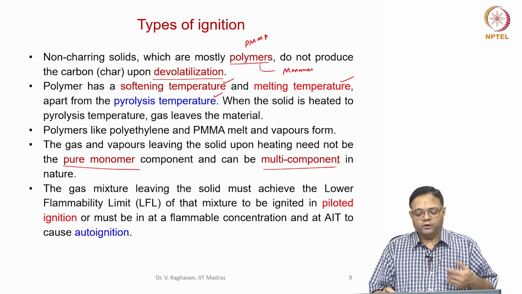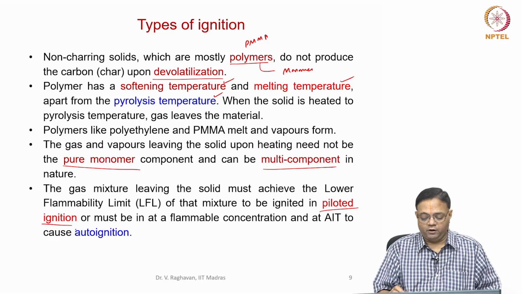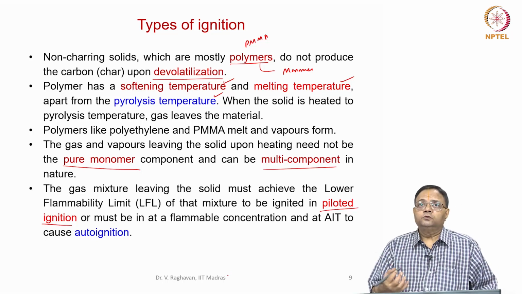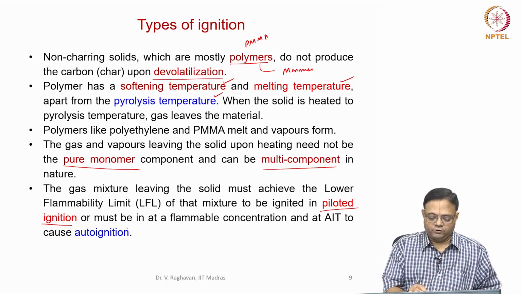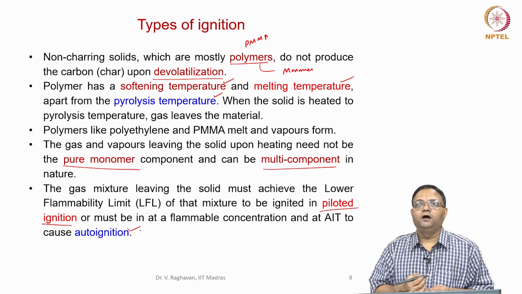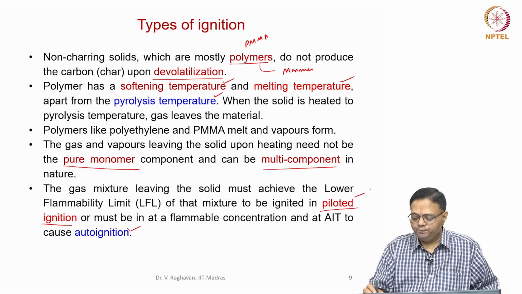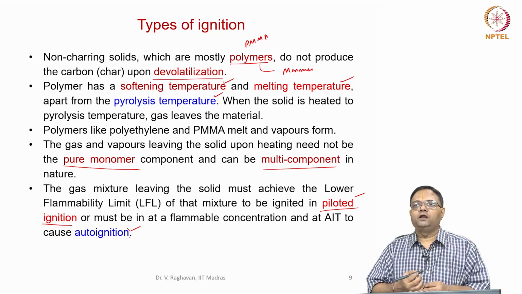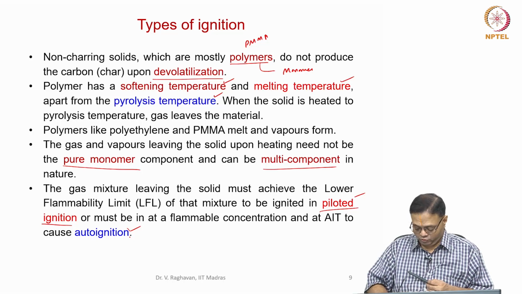Pure monomer alone need not come out, because the pure monomer also can decompose and multi-component gases can come out. So, in this case also you will see that predominantly piloted ignition is possible, but if the gas environment etc. is at high temperature, then auto ignition is also possible. But predominantly the temperatures we are talking about, the pyrolysis temperature etc., cannot be more than the auto ignition temperature for the fuel gases which are coming out. So, we normally go for piloted ignition in these cases, or auto ignition can occur only when the ambient is at a temperature more than the auto ignition temperature. So, this we have seen.